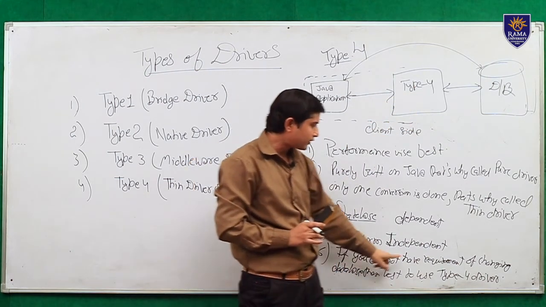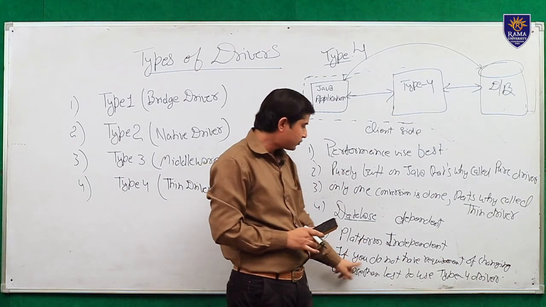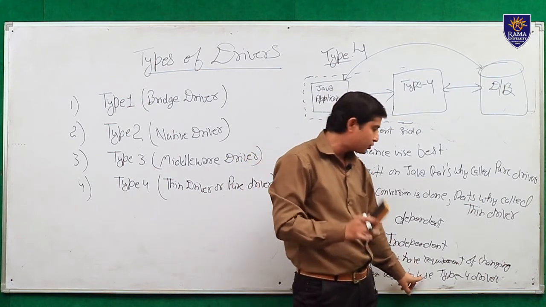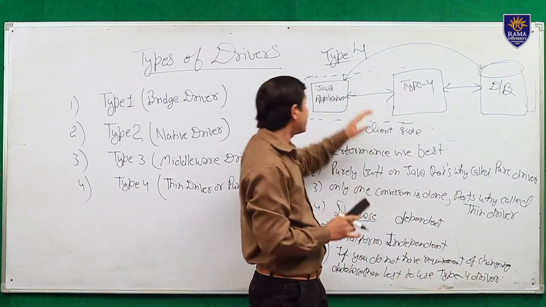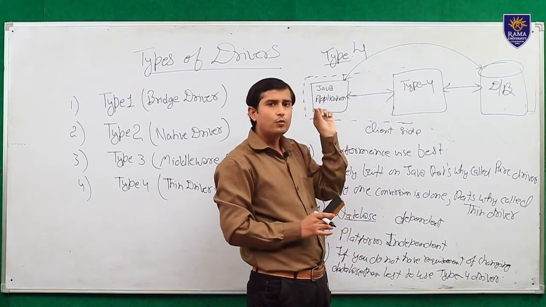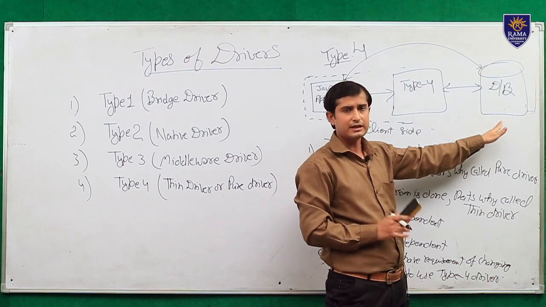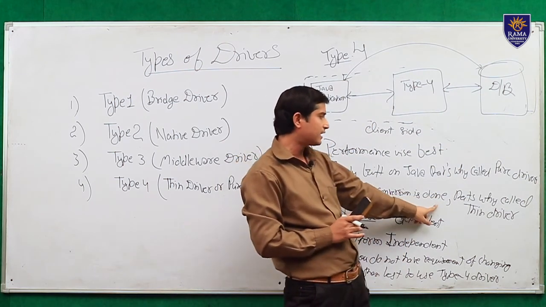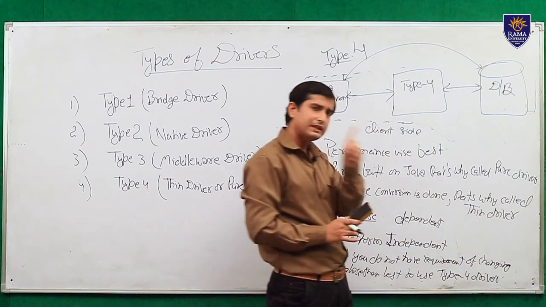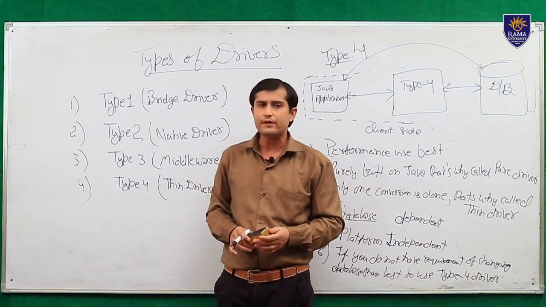So if you do not have a requirement of changing the database in future, then it is best to use which type of driver? Type 4 driver. Okay. And there is only one layer of conversion, because Java calls change directly into database specific calls. That's why it is also called a thin driver or single layer driver, and since it is purely built on Java, it is also called a pure Java driver or pure driver.